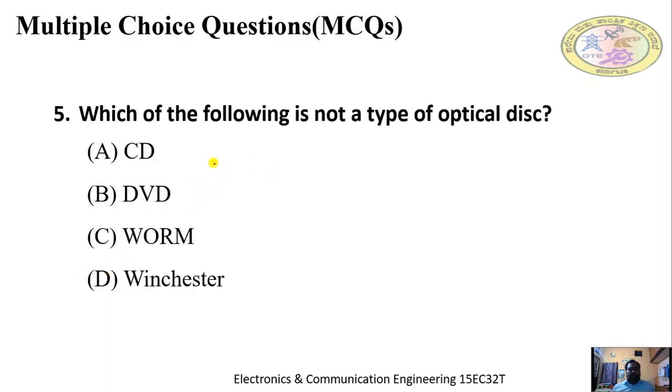Question number 5. Which of the following is not a type of optical disc? Option A, CD, option B, DVD, option C, WORM, and option D, Winchester. As we have seen, the CD, DVD, and WORM, as well as the Blu-ray disc, these all are optical discs. The Winchester is not a kind of optical disc, so the answer would be Winchester.